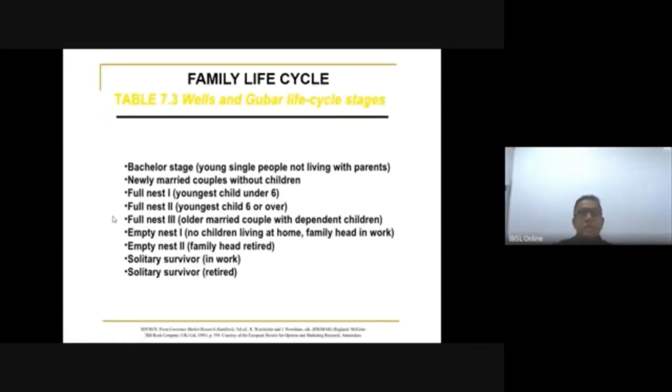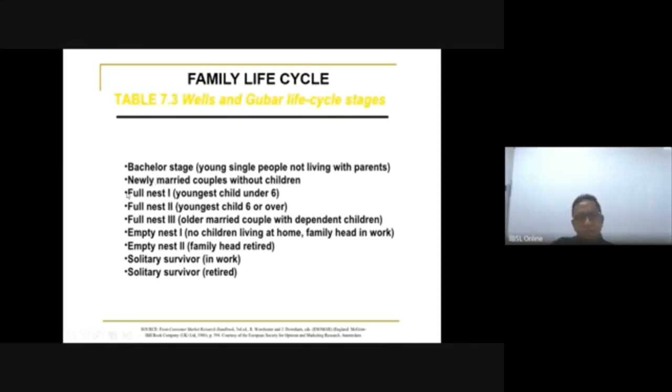And then we also discussed the life cycle stages that a family goes through, starting from the bachelor, newly married, full nest 1, 2, 3, empty nest 1, 2, solitary survivor. I explained this. There are 9 stages in our life cycle. So depending on the stage of the life cycle, your buying power can vary.